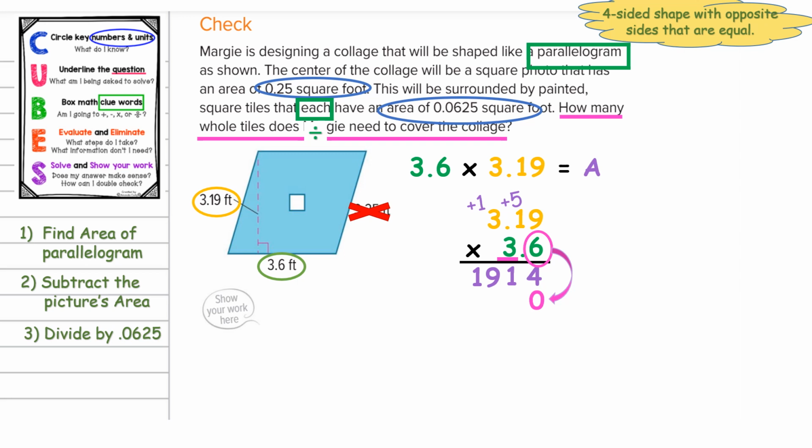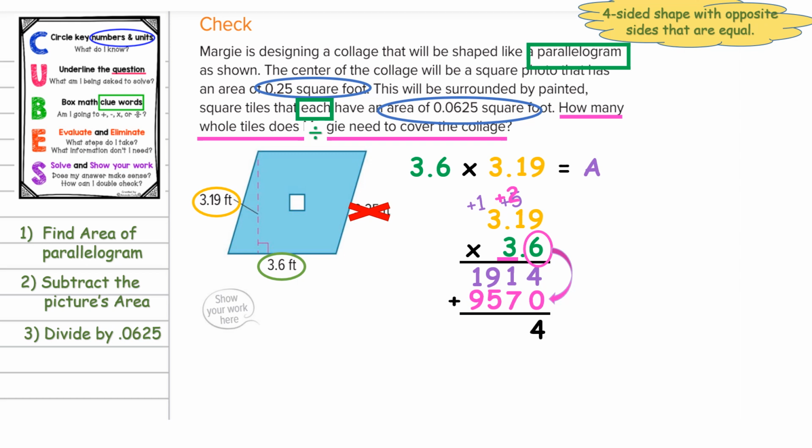So I hold that place value before I do my multiplication with my second number. Now I have 3 times 9. Well, 3 times 9 is 27. I put down my 7, carry my addition of 2. 3 times 1 is 3, plus 2 is 5. And 3 times 3 is 9. So now I know I have my numbers.